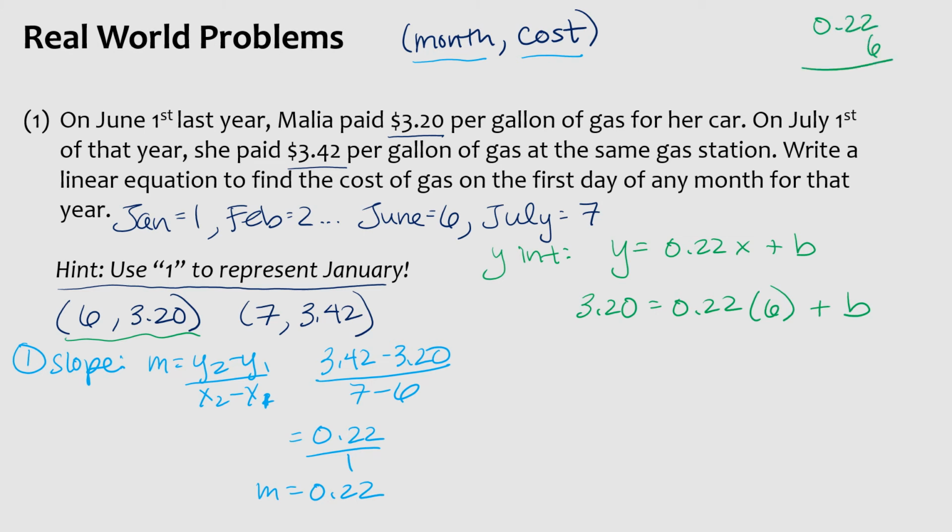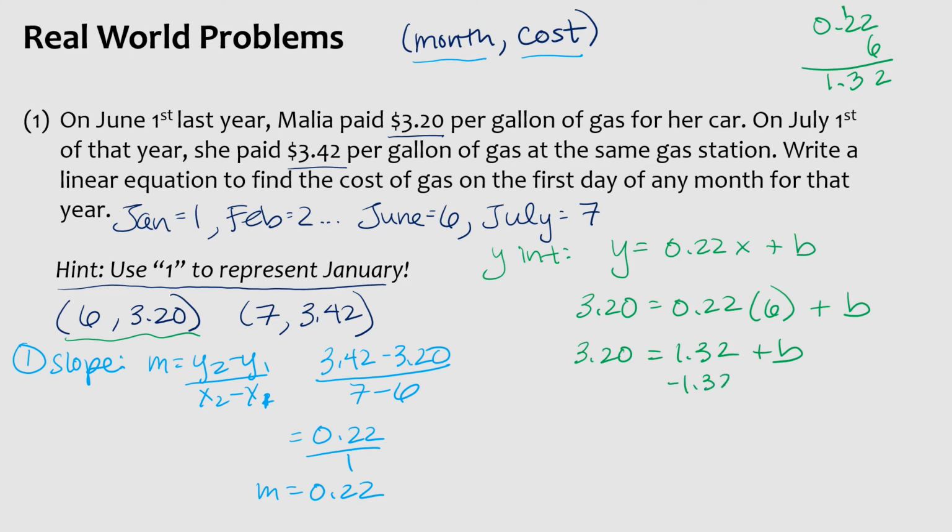I have no idea what that is, so I'm going to go over here and do my little math. 0.22 times 6, I'm going to say, okay, that's 12, and that's 13, and 0 is 0. So $1.32. So I'm good there. All right, that works. So I'm going to say 3.20 equals 1.32 plus b.